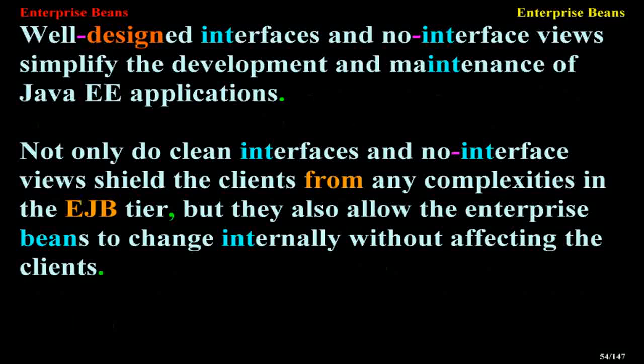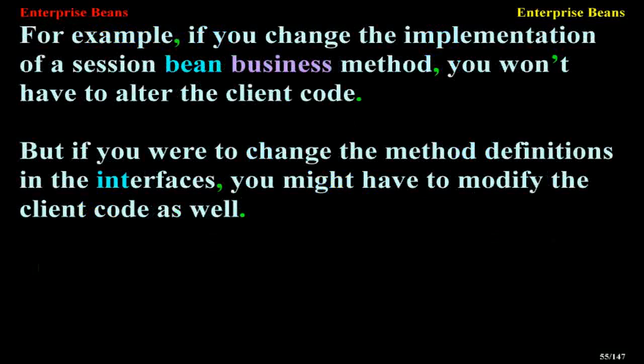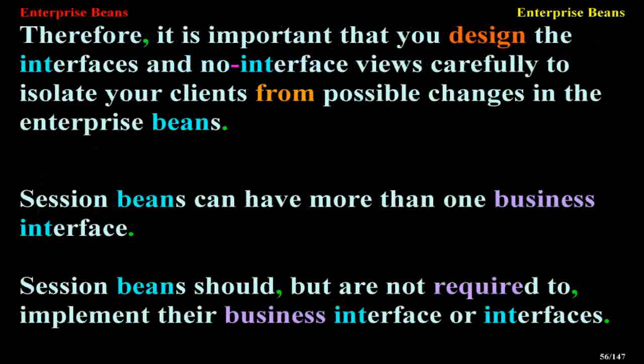Well-designed interfaces and no-interface views simplify the development and maintenance of Java EE applications. Not only do clean interfaces and no-interface views shield the clients from any complexities in the EJB tier, but they also allow the enterprise beans to change internally without affecting the clients. For example, if you change the implementation of a session bean business method, you won't have to alter the client code. But if you were to change the method definitions in the interfaces, you might have to modify the client code as well. Therefore, it is important that you design the interfaces and no-interface views carefully to isolate your clients from possible changes in the enterprise beans.